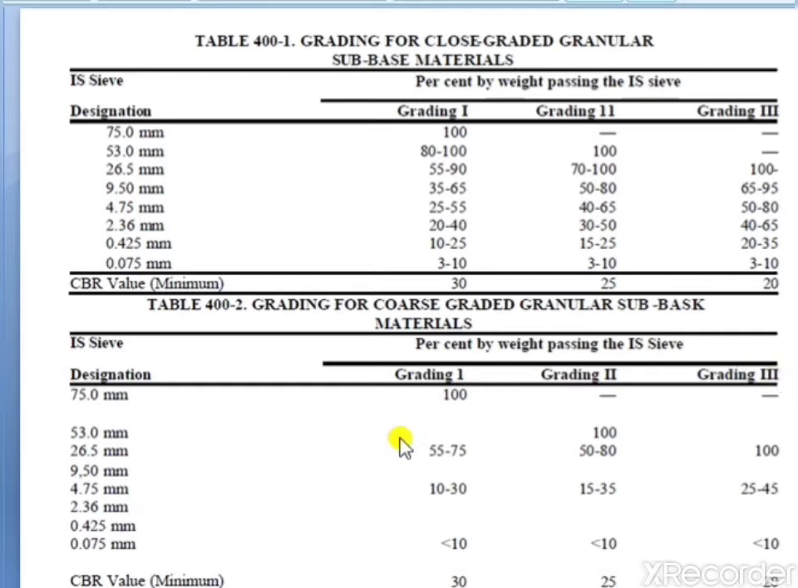So as in the first case, here also we have a minimum CBR value for coarse graded granular subbase. For the coarse graded granular subbase, for grade 1, the minimum CBR value should be 30. For grade 2, the minimum CBR value should be 25. And for grade 3, the minimum CBR value should be 20.